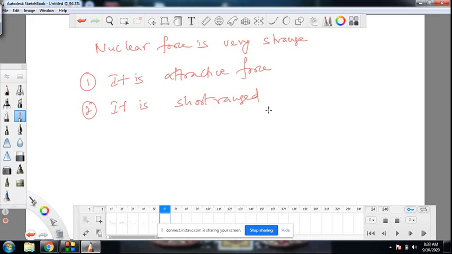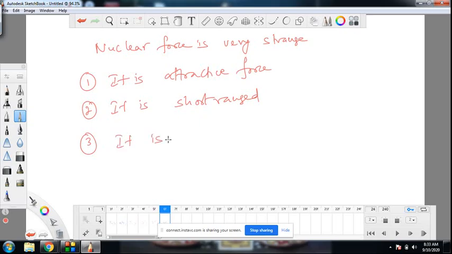Electrostatic or electromagnetic forces are very long ranged. If we have two protons separated by 1 kilometer also they can exert force. But nuclear force is very, very short ranged. It operates within a radius of some Fermi, that's it, within 10 power minus 15 meters. If you slightly increase the distance, nuclear force will disappear completely. That's very strange. So it is a short ranged force.